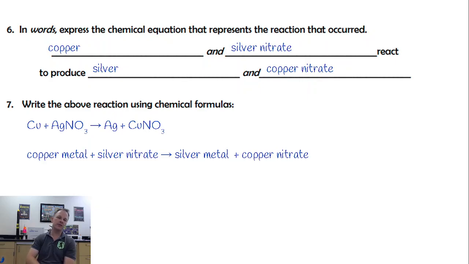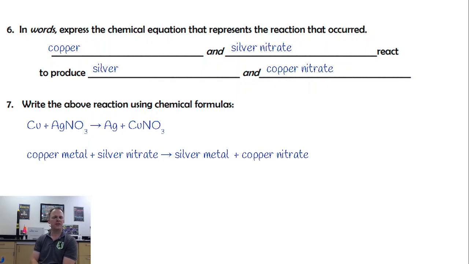And then number 7 says, write the above reaction using chemical formulas. That's what I just said. Copper plus silver nitrate yields silver. Ag is silver, by the way, if you haven't figured that out. Why is Ag silver? Well, it comes from the Greek word for silver, whatever that is. I don't know what it is. I just know that when a symbol from the periodic table doesn't make sense, it's because they're using the Greek word.